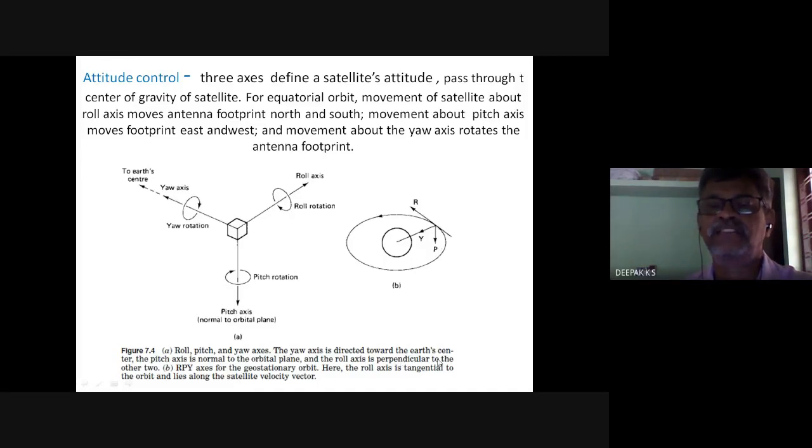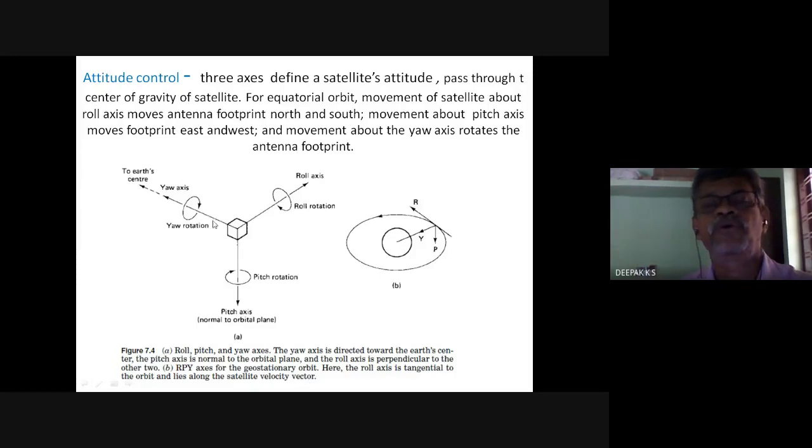And the roll axis is perpendicular to the other. This is the center of Earth, this is normal to the orbital plane, and this is perpendicular to the other. The roll, pitch and yaw axes are shown for a geostationary orbit. Here the roll axis is tangential to the orbit and lies along the satellite velocity vector.